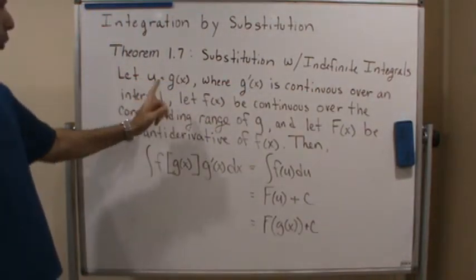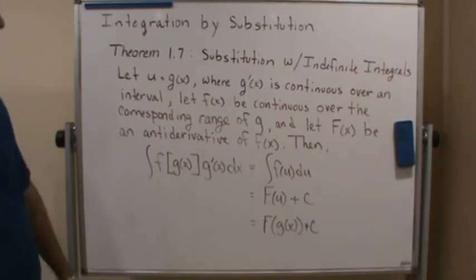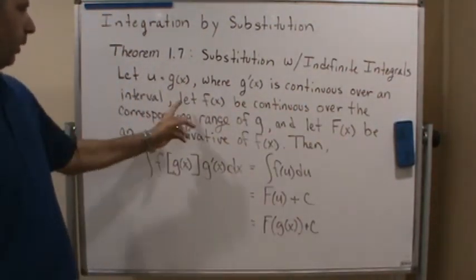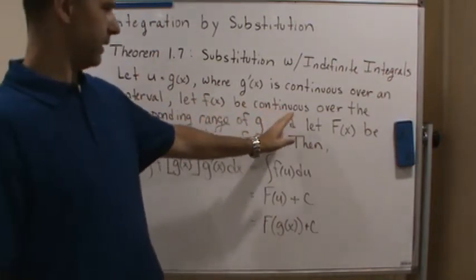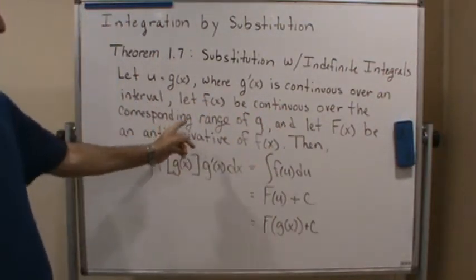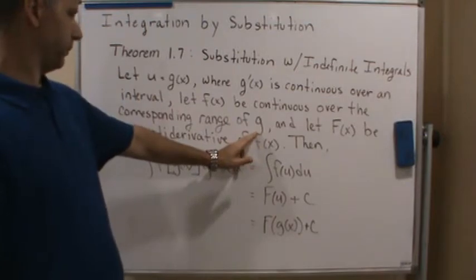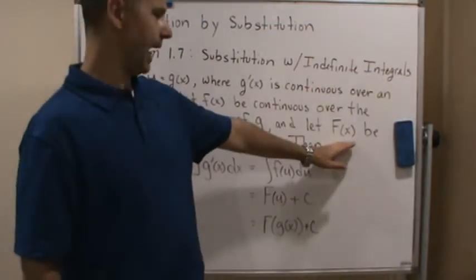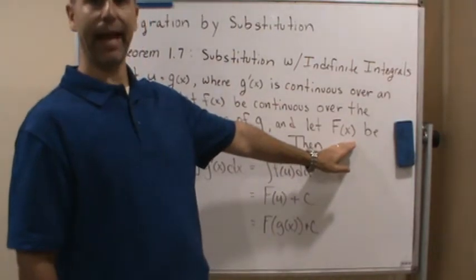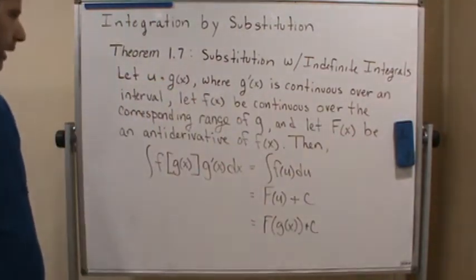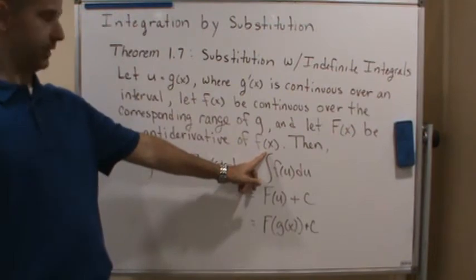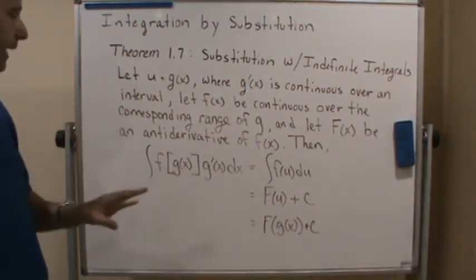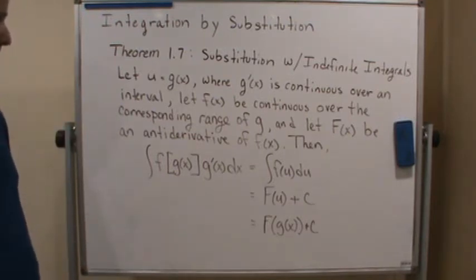If we let u be g of x, where g prime of x is continuous over an interval, we're going to let f of x be continuous over the corresponding range of g. Okay, so that's the setup. And then we're also going to let capital F of x be an antiderivative of f of x. So then we're defining those functions.